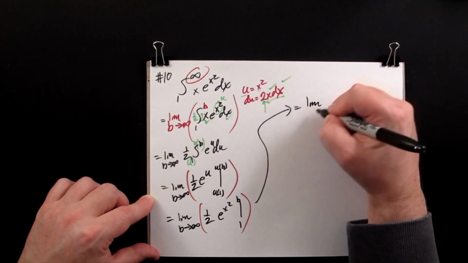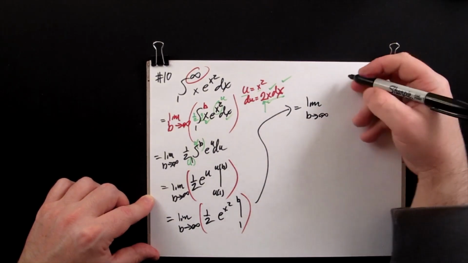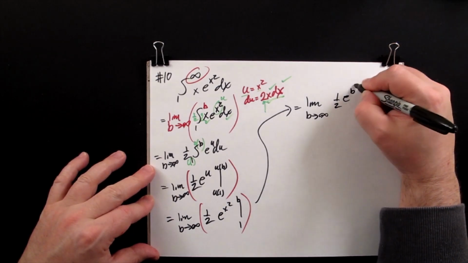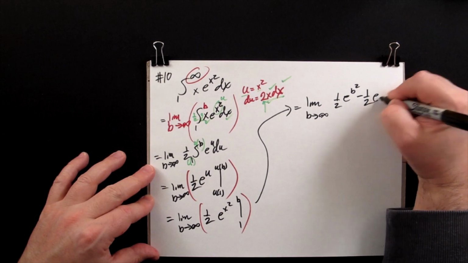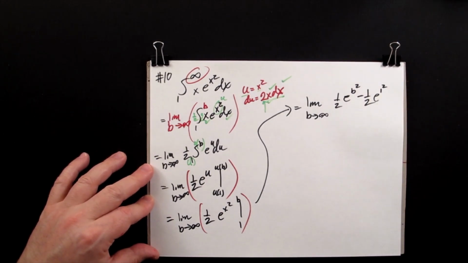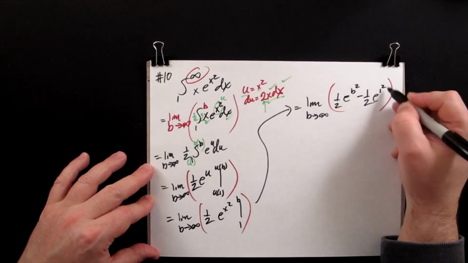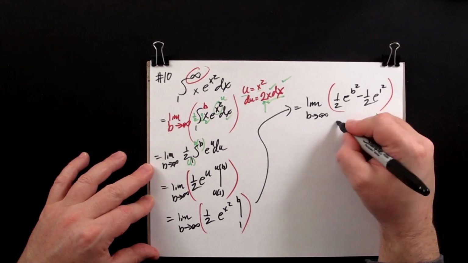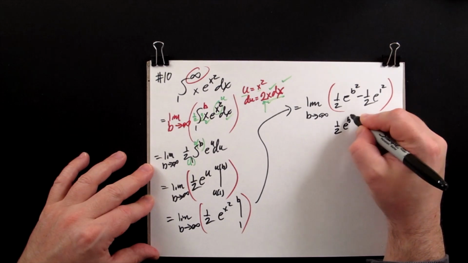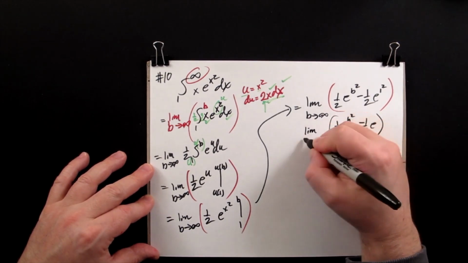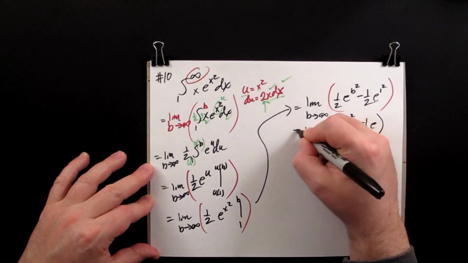So this is the limit as b goes to infinity of 1/2 e to the b squared minus 1/2 e to the 1 squared. Okay, let's just clean that up a little bit. So that's going to be minus 1/2 e, and this is 1/2 e to the b squared. And now we need to evaluate the limit.